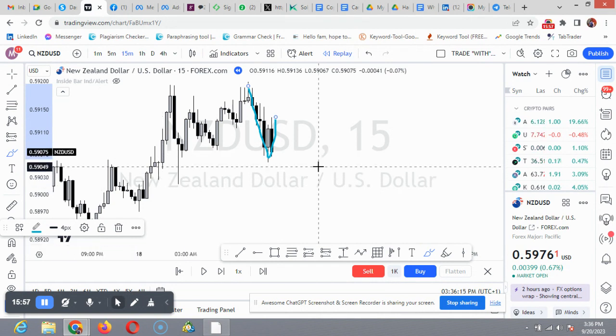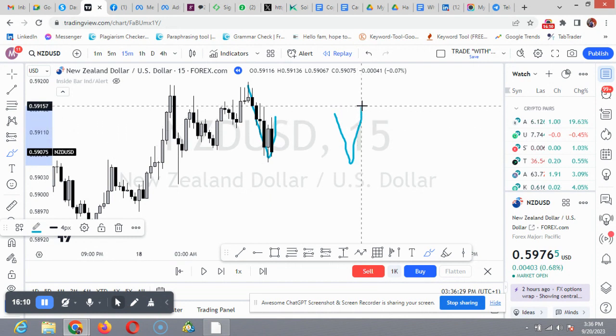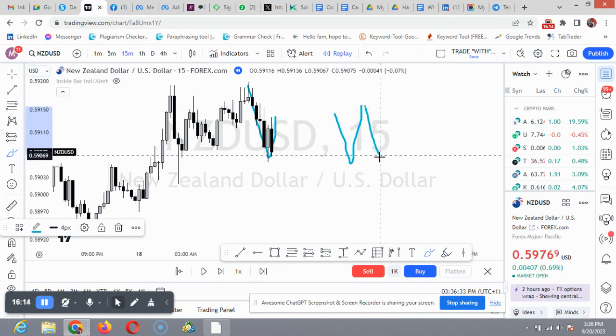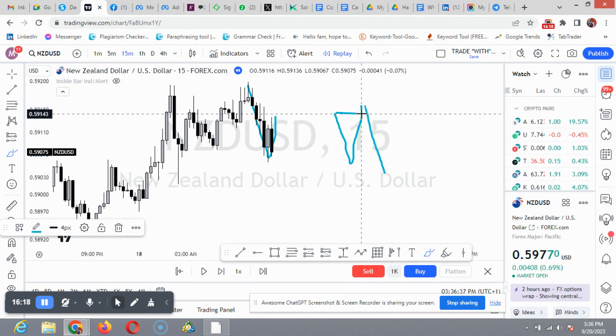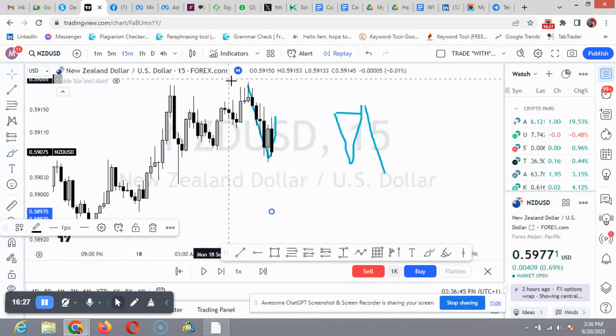Let me show you. So we have the market going down like this in a bearish trend. For it to be a valid pullback, the high has to be taken. So once it's taken, it can continue going in this direction. The high has to be taken. Once that high is taken, it is called a valid pullback. I hope this is clear enough.